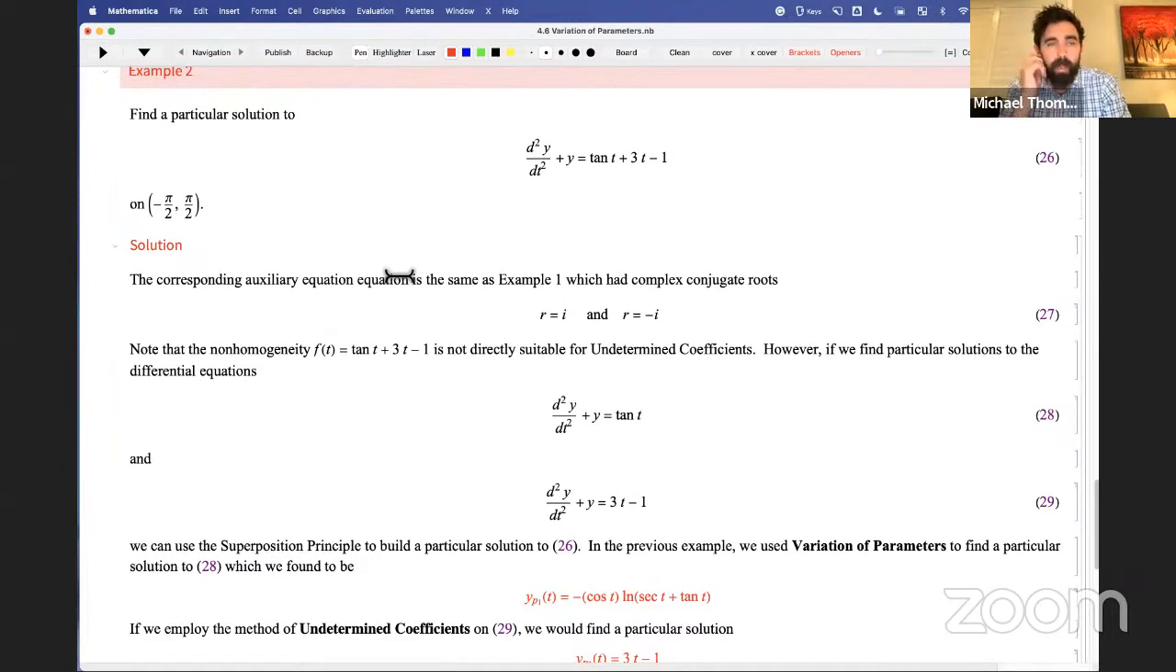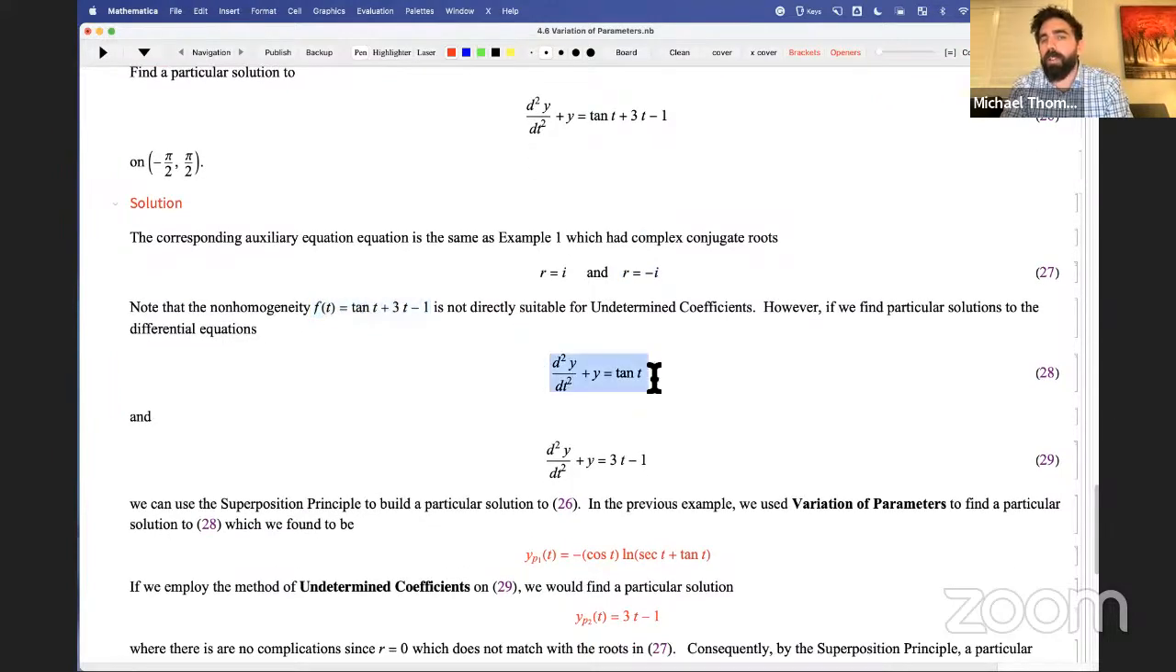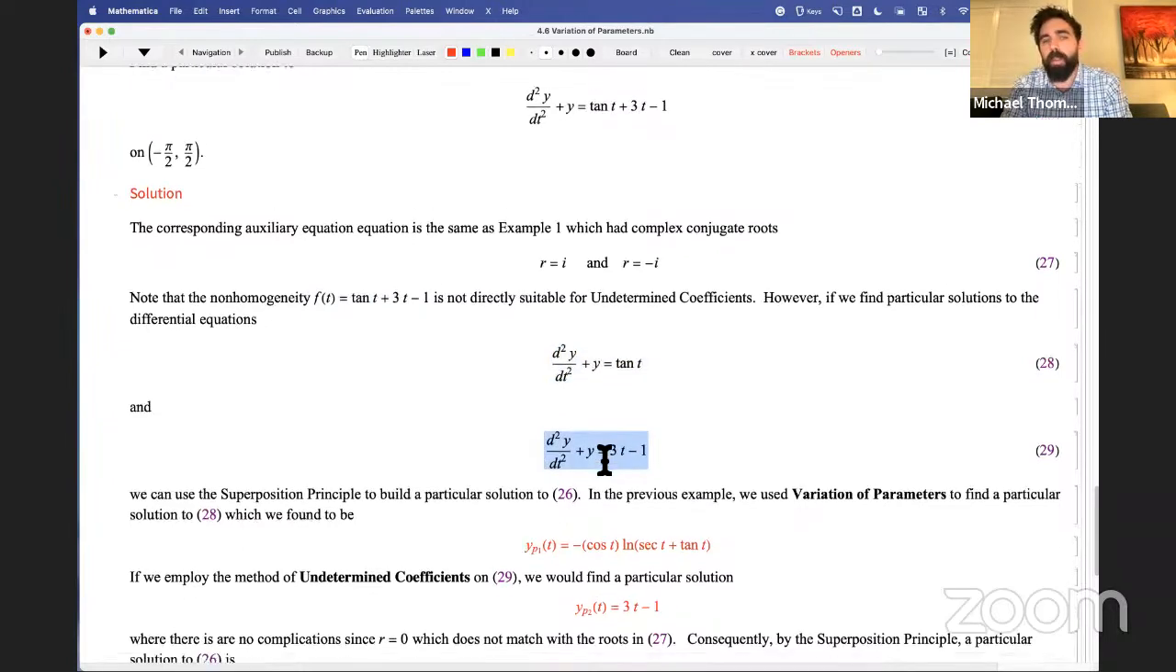We do have to be a little careful, though. We already found the corresponding auxiliary equation, and we found the roots. So we had 2 roots, r equals i and r equals negative i. So we can't use undetermined coefficients. However, if we break it apart using the superposition principle, we have 2 things we can work on. This one using variation of parameters, which we already solved, and this one using undetermined coefficients, which is relatively easy.